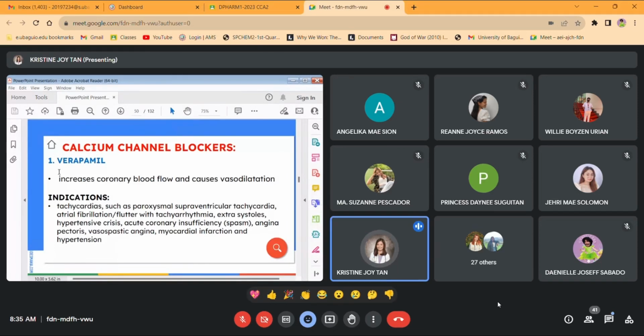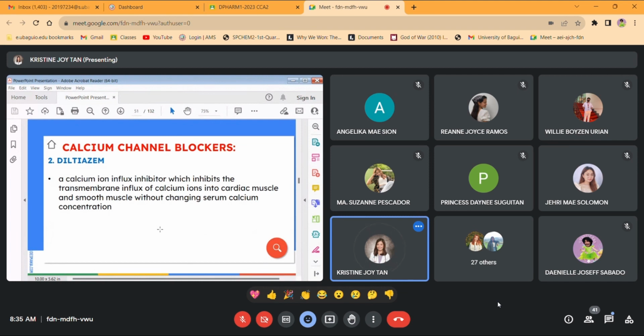So, indications, of course, cardiovascular diseases such as the following, and of course, you have your hypertension. And you have here the cases of angina. So, those conditions that are due to a decrease in the oxygen supply.